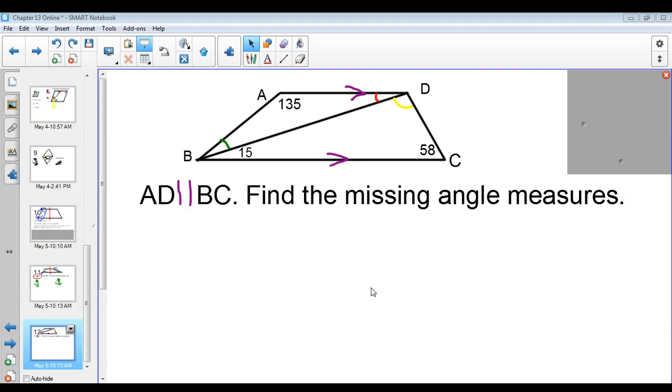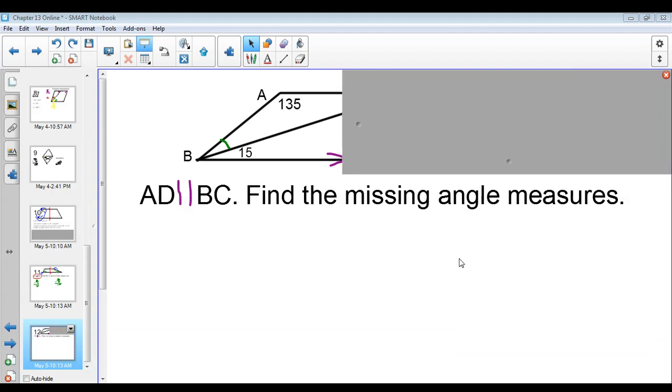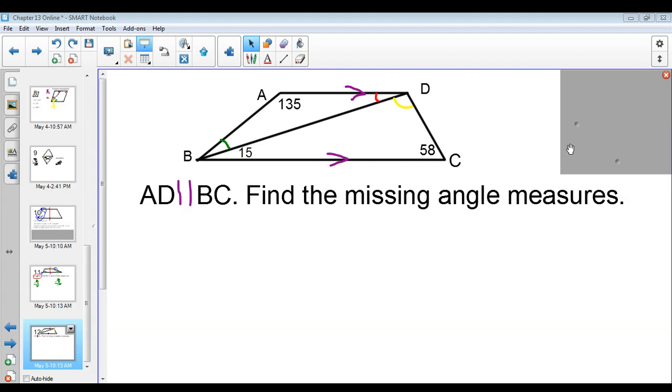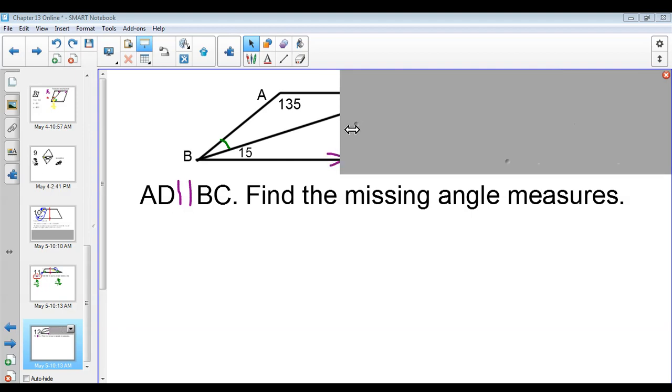So what I'm going to do first is hide one part of my trapezoid. And I can find angle D over here because I know what that 58 is, but I'm not going to be able to find the two smaller angles here, which the problem is asking me to do. So I'm going to hide that part of the trapezoid.